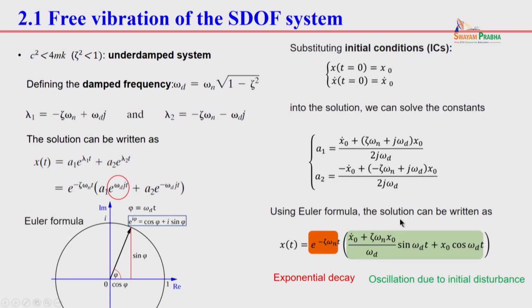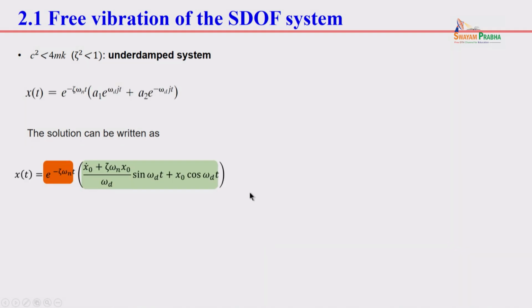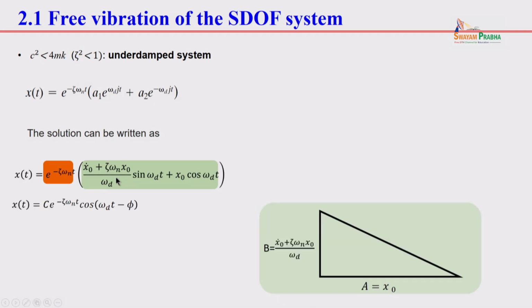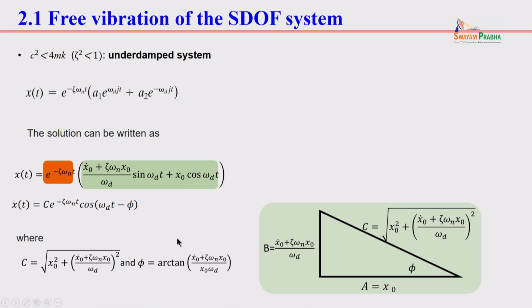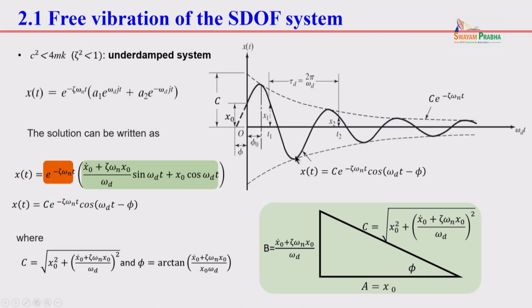There are two parts. One part is this one, and with time going on, it becomes smaller and smaller, right? And this part will never become smaller. It's a harmonic term, right? This is all oscillation due to the initial disturbance. That's the exponential decay. What does it look like in the time domain? I just copied and pasted this here. And this is also the amplitude, C and phi.